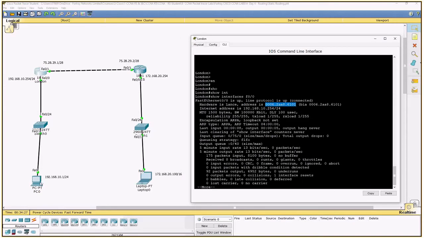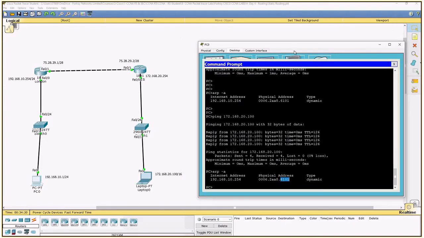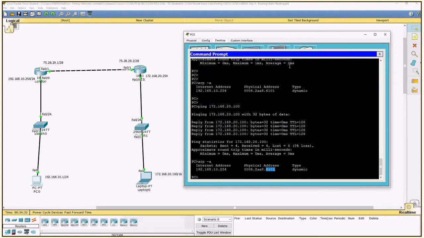6101? 6101, right? Correct? Everybody's clear?